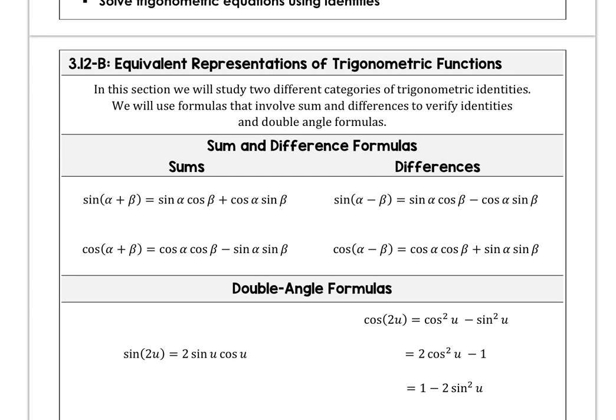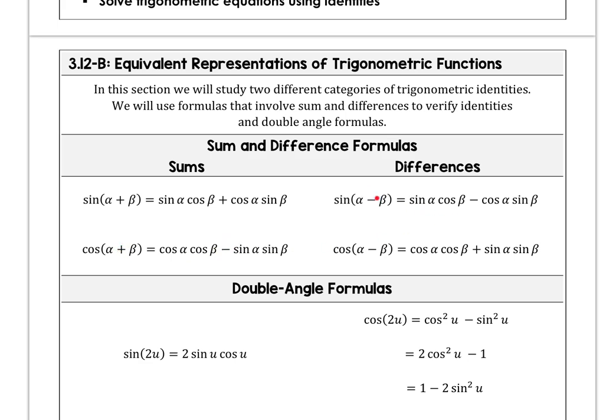Sums of sine and cosine. We're going to notice the different patterns here. If I have the sine of two angles added, notice the pattern has sine, cosine, plus cosine, sine. So we're keeping the plus here. But on the sum of cosine angles, we're going to switch the sign. Same thing, cosine, cosine, sine, sine, but instead of addition, we're going to subtract.